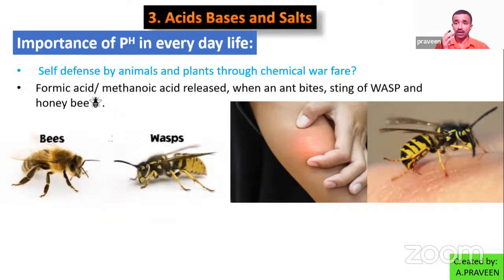Next is the importance of pH in our digestive system. In the digestive system, gastric juices are released, so neutralization with antacids helps with the acidity problem. Then pH of soil and healthy growth of plants. If the pH range is between 5.5 and 7.5, plants grow healthy. If it changes, it directly affects the productivity and the plants. The next is self-defense by animals. So these are the importances we discussed in our daily life.